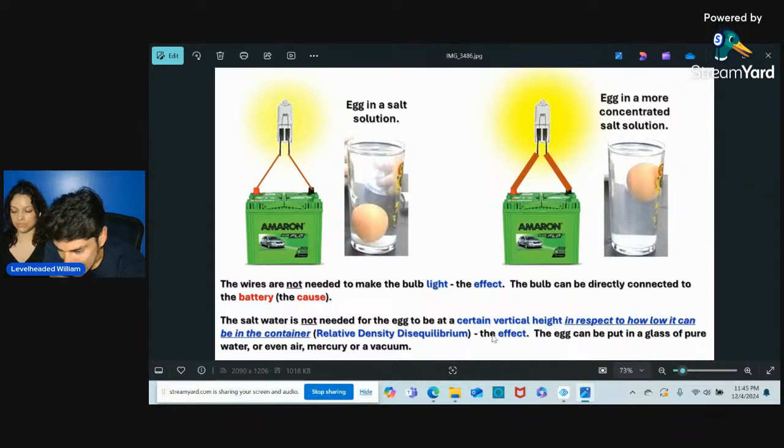Okay, I don't know what exactly this means. The salt water is not needed for the egg to be at a certain vertical height with respect to how low it can be in the container. The effect, the egg can be put in a glass of water or a vacuum. Again, all of these, changing the medium that surrounds it, altering the egg's position, it's only a factor under the presence of a force, or in other words, when connected to the Earth. So again, you don't have RDD without a force, in other words, without motion.